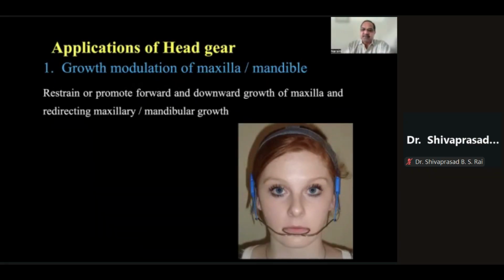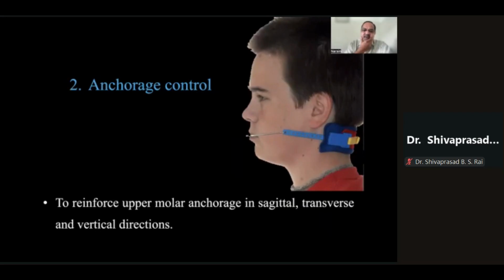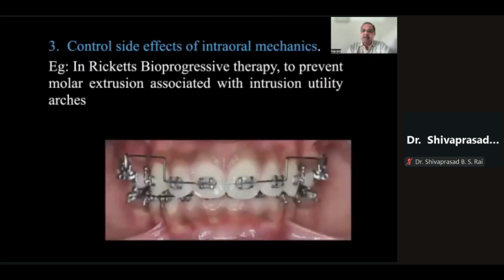Now, what are the uses of headgear? The first use, of course, is growth modulation, where you can restrict or redirect the growth of either the maxilla or the mandible in growing children. We can also use it to control anchorage wherever the anchorage requirement is very high. We can reinforce the anchorage either in the sagittal direction, transverse direction, or in the vertical direction using headgears.